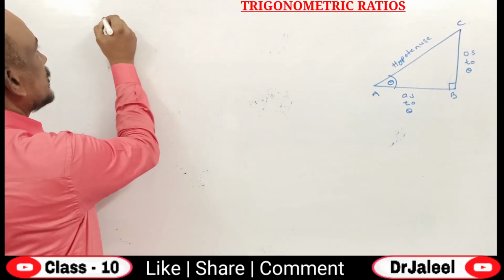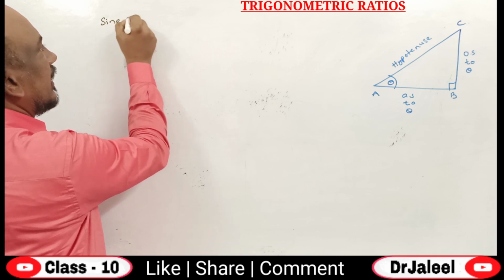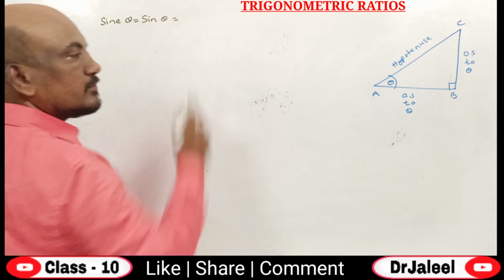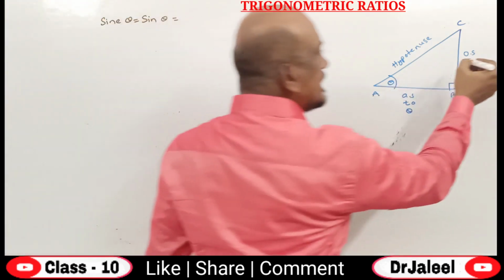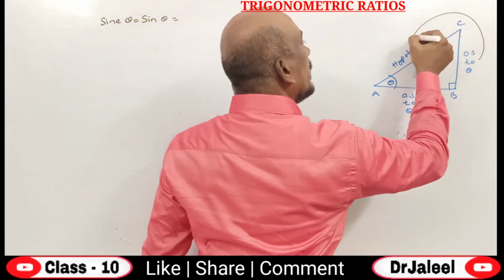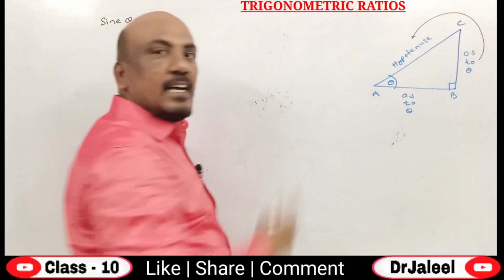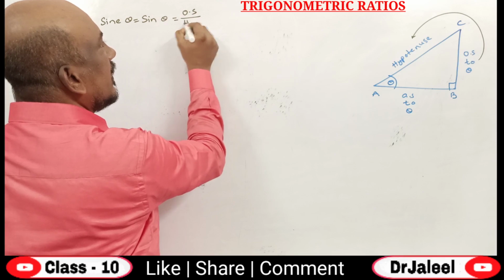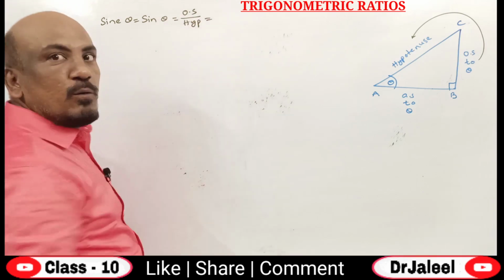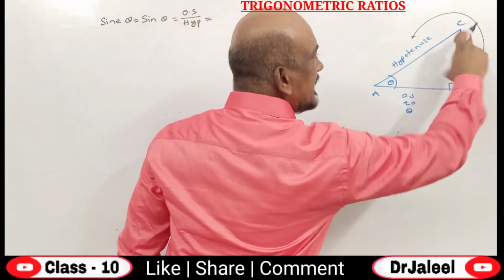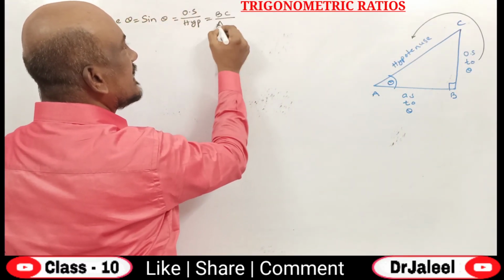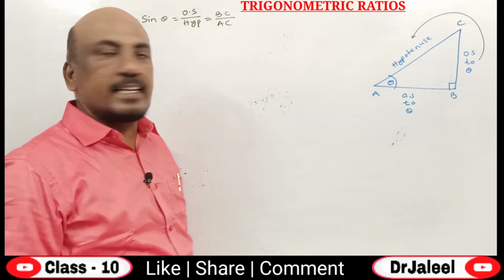The first trigonometric ratio is sin theta. It can be written in short form as sin theta. Sin theta is the ratio between the opposite side and the hypotenuse. So opposite side by hypotenuse side. So tell me now, what is the opposite side here? BC, and the hypotenuse is AC. BC by AC. This is sin theta.